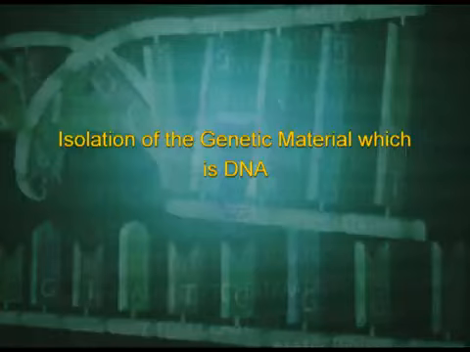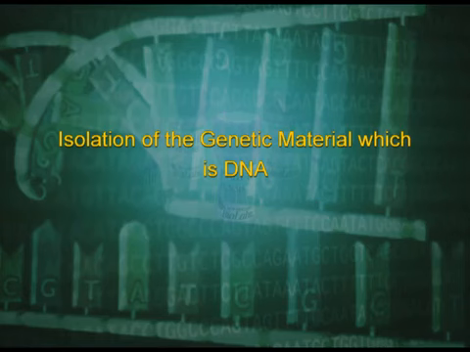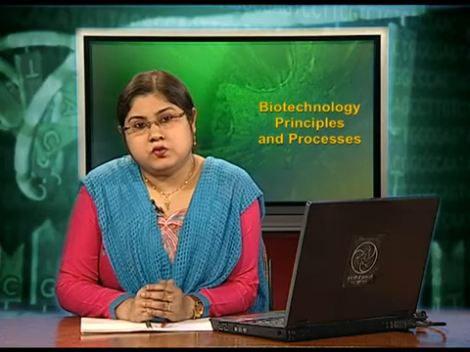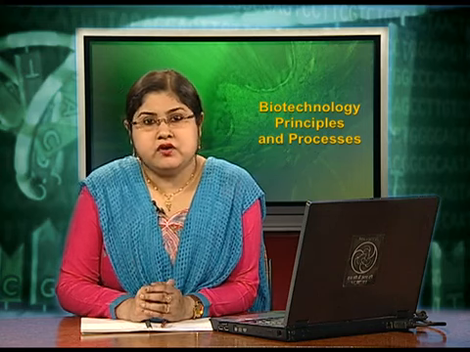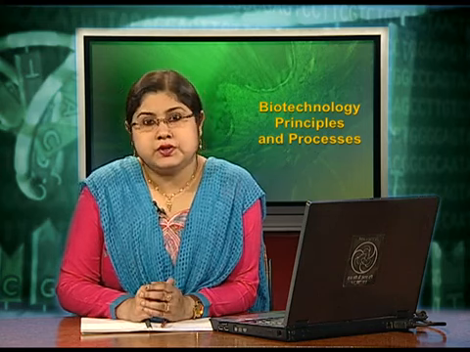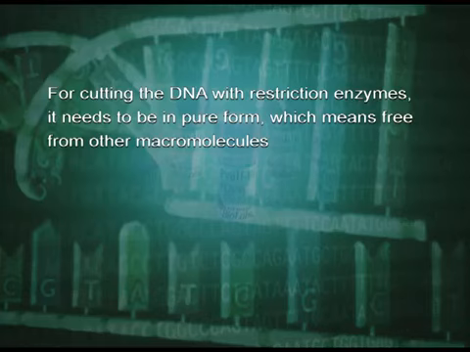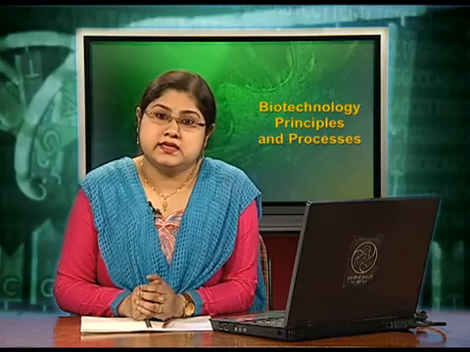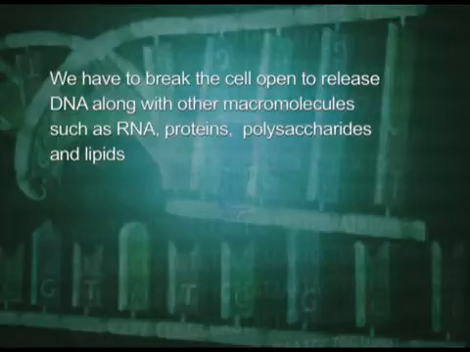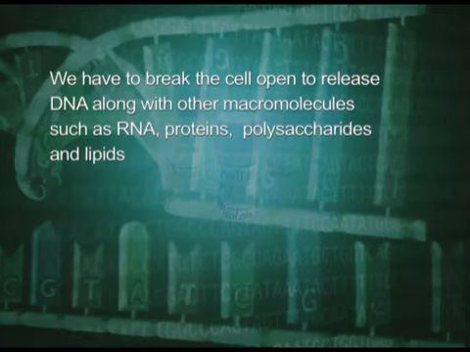The first in the order is isolation of the genetic material, which is DNA. As we know that the genetic material in majority of organisms is deoxyribonucleic acid or DNA. For cutting the DNA with restriction enzymes, it needs to be in pure form, which means free from other macromolecules. Since the DNA is enclosed within the membranes, we have to break the cell open to release DNA along with other macromolecules such as RNA, proteins, polysaccharides and lipids.